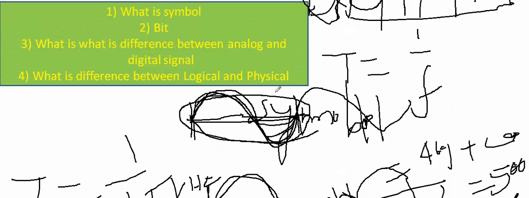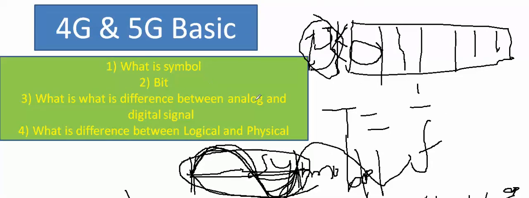So yeah, and one thing also, what is the difference between logical and physical? We will discuss everything, but firstly we discuss analog and digital. This signal is traveling. This is called an analog signal. Always, the antenna radiates signal in analog form.